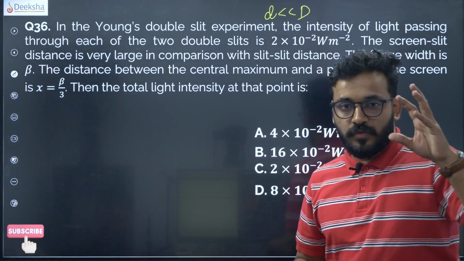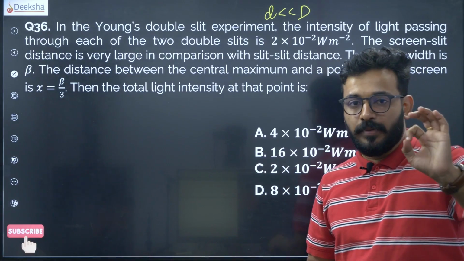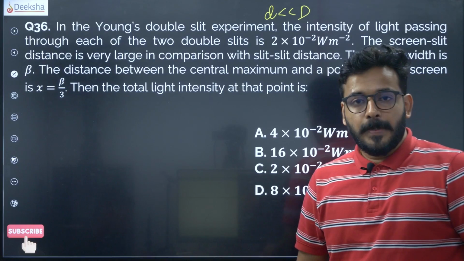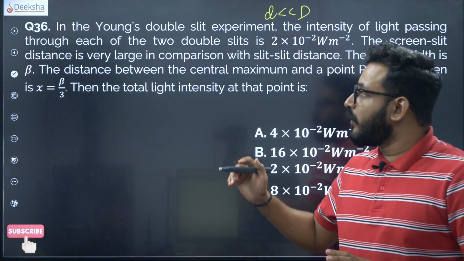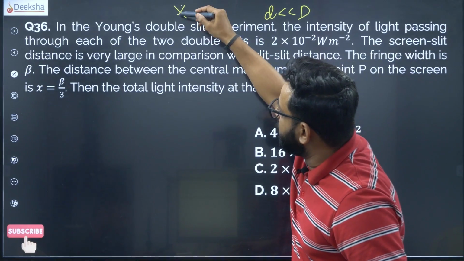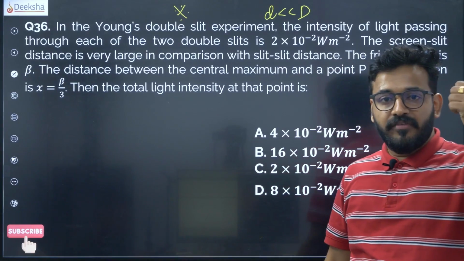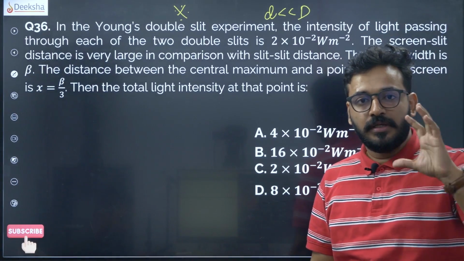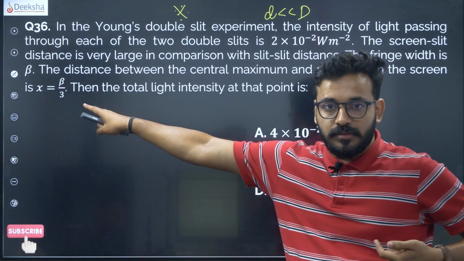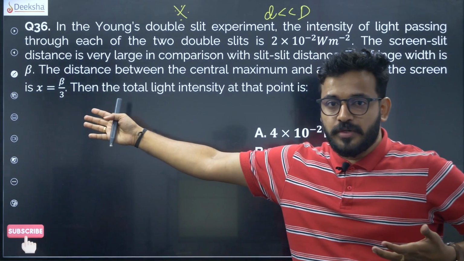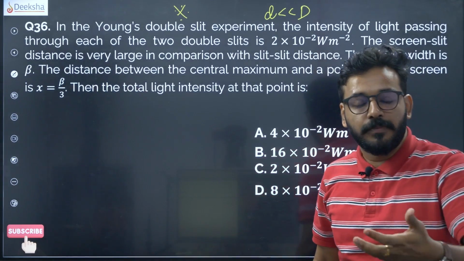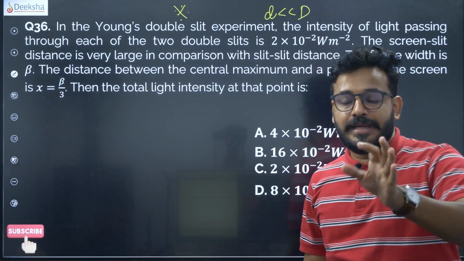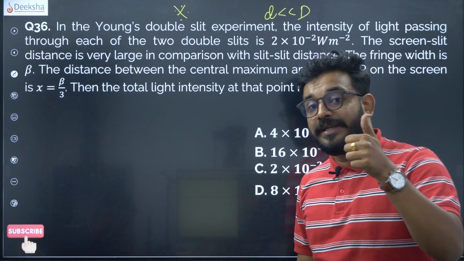Now, this question has a very simple approach. There is a lot of things that you can write and do, but this is a very standard question. You can mark this as an important question. They have given you a random point on the screen. There are a lot of bright and dark fringes, and they have given you some clue about that position, it is beta by 3. Sometimes they give you a number. So how do you find the intensity at that point directly?